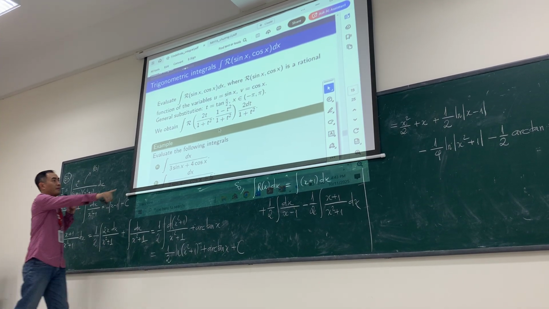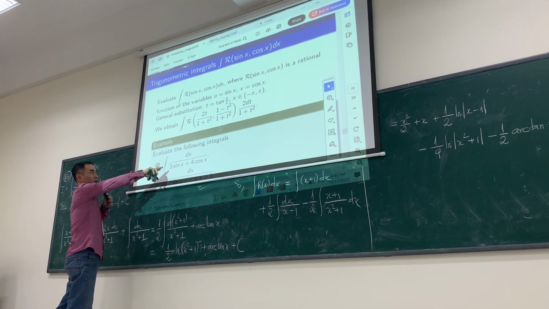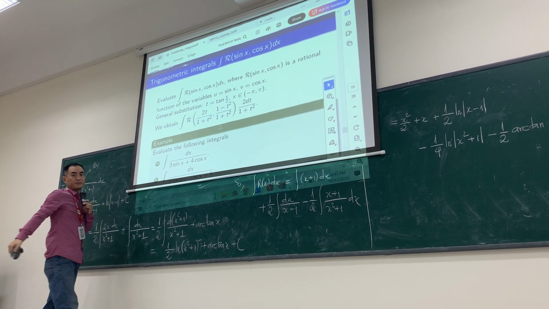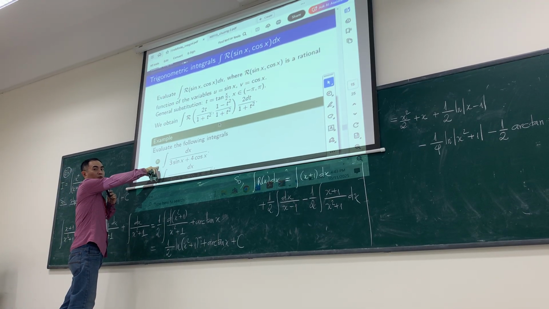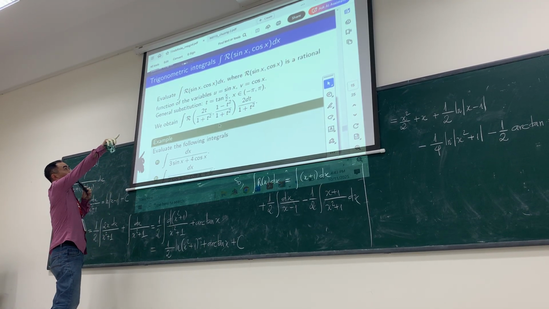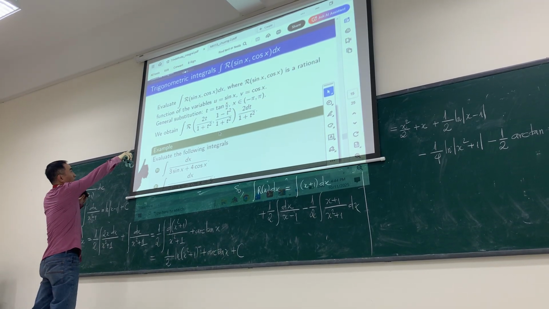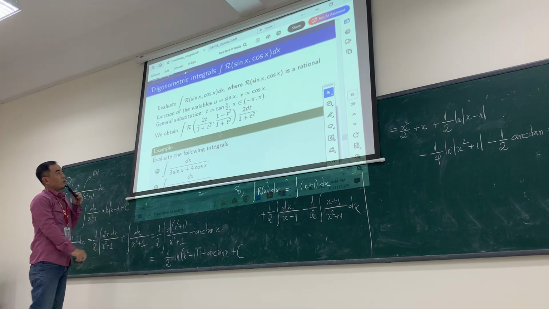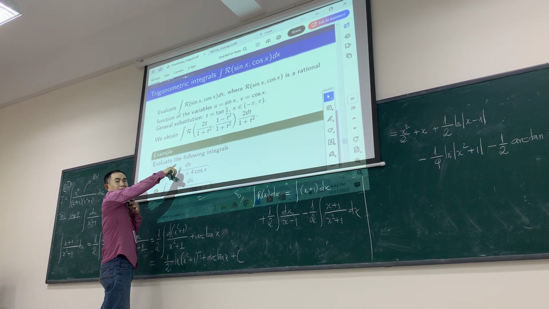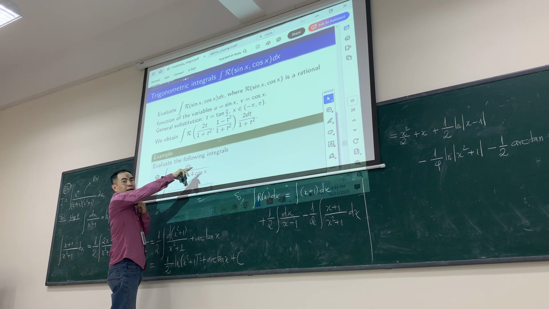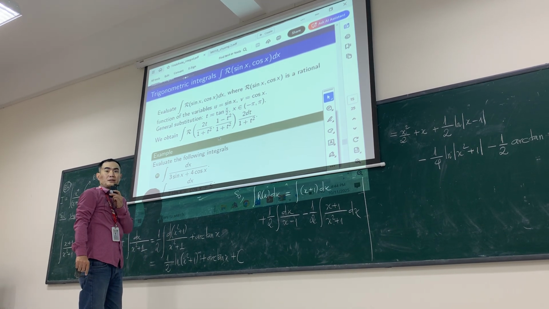Okay, now we evaluate the integral in example 10. The integral in example 10 belongs to the trigonometric integral form. So we can take the substitution t equal to tangent x over 2, transforming the integral with respect to x to an integral of a rational function with respect to t.